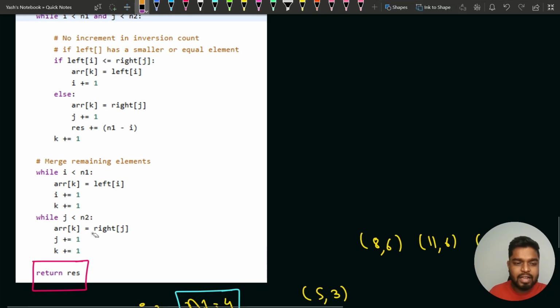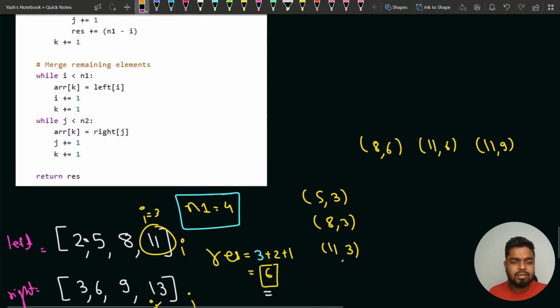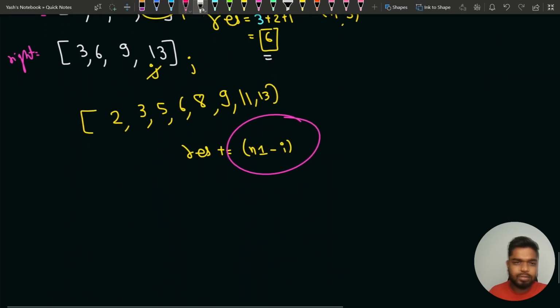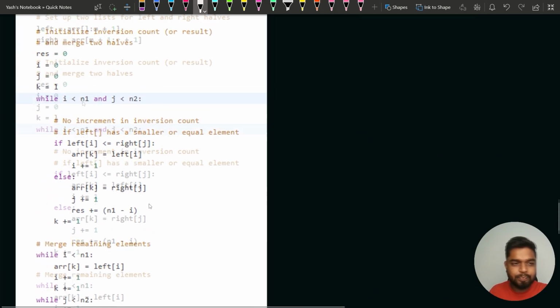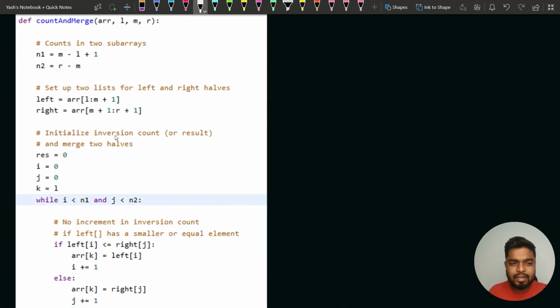Now, if you see, how much time would this take? Since we are only applying the concept of merge sort, the time complexity would be order of n log n, because we are not taking any more time than n log n for sorting purposes. And the space complexity would be order of n, because we are using arrays here, and internally when we apply merge sort, it takes order of n space.